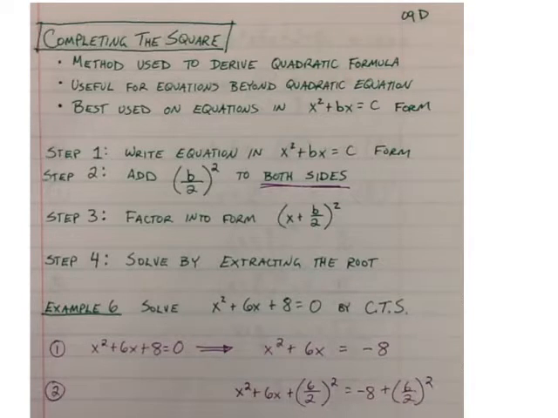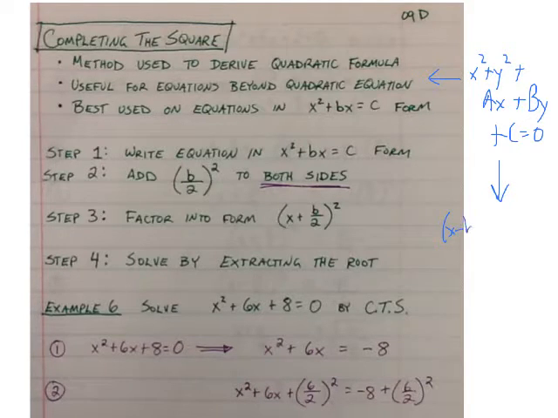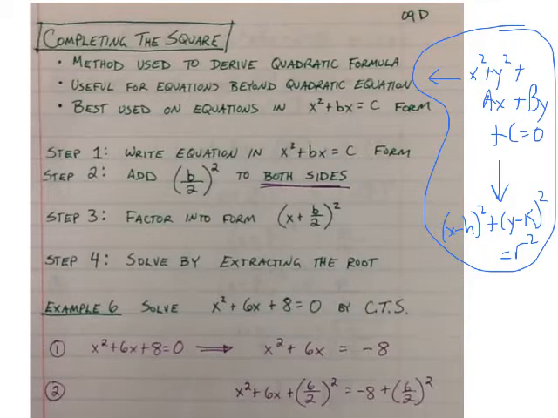One thing we've already seen this year was the general form of circle equations, x squared plus y squared plus ax plus by plus c equals 0. And completing the square is a useful way to convert that into the other form of a circle, the standard form (x minus h) squared plus (y minus k) squared equals radius squared. And I'm not going to get into that, but it is an interesting side discovery. If you're interested, come talk to me about it.